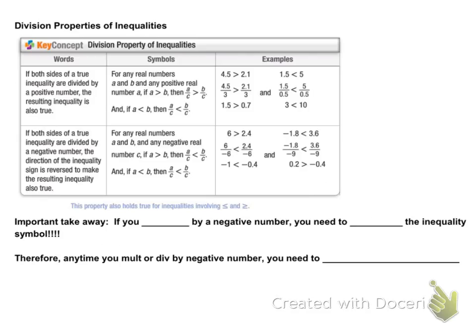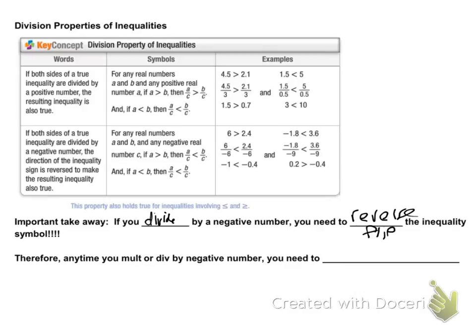So we go back to the bottom lines there. It's important to take away from this one. If you blank by a negative number, you need to blank the inequality symbol. Same exact line as before, but what are the words? Yeah, we divide and still reverse. Or if you want, you still can say flip. So we're going to change the direction of that inequality symbol.